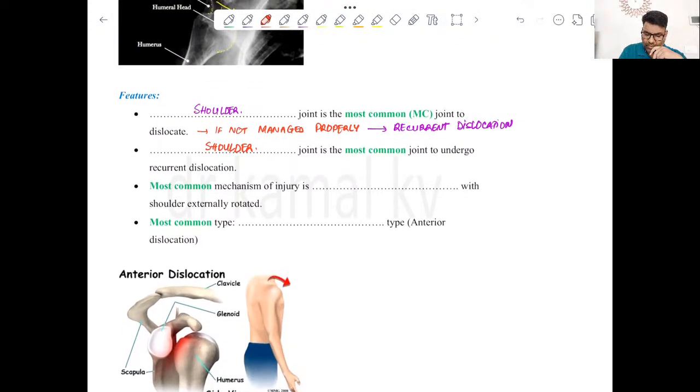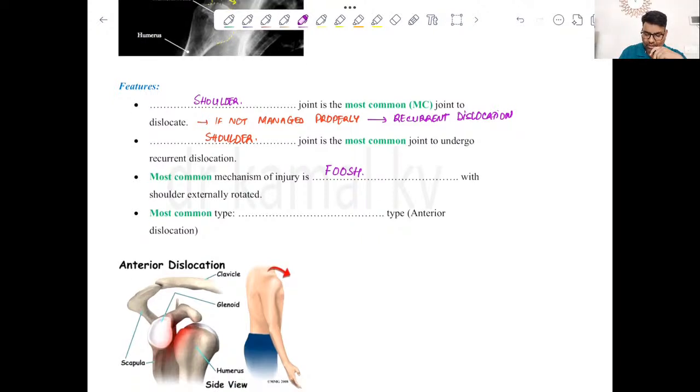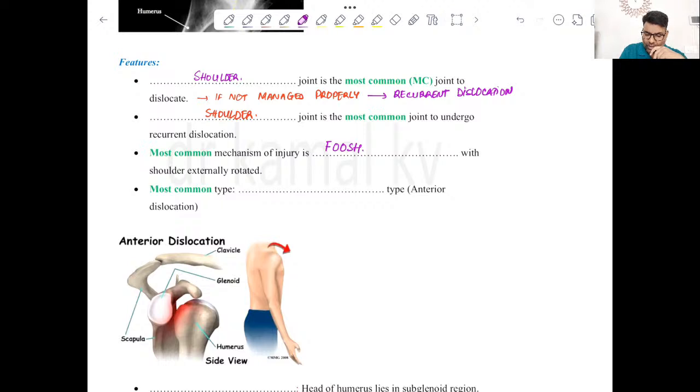And again, the mechanism of injury is a FOOSH injury, right? For upper limb, if you don't know the mechanism of injury, you can go with FOOSH injury, because that is the mechanism for majority of the injuries of upper limb. And here specifically, the shoulder joint is externally rotated, and that is what pushes the head of humerus out of the glenoid cavity, right?